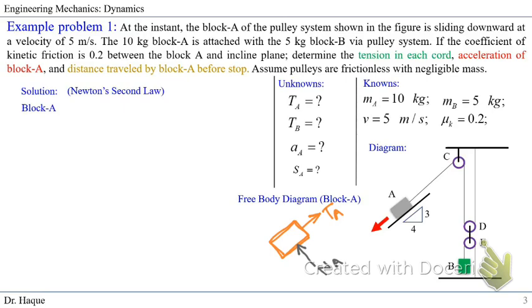Because of the mass, which is working in the y direction, which will be 10 mass, and you have to convert it into weight, so 10g, where g equals 9.81 meters per second squared. It will be perpendicular, and this is the ground on our axis.